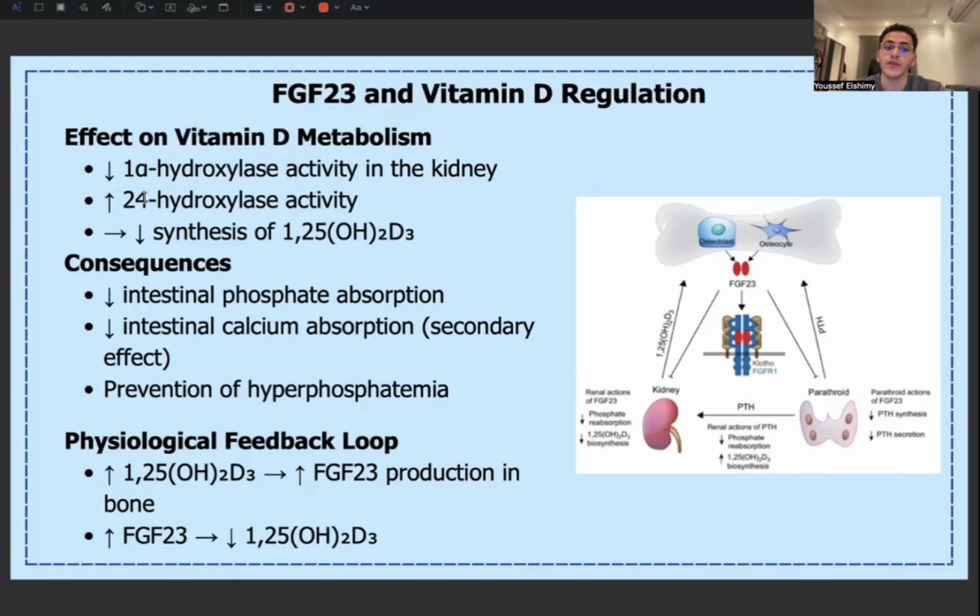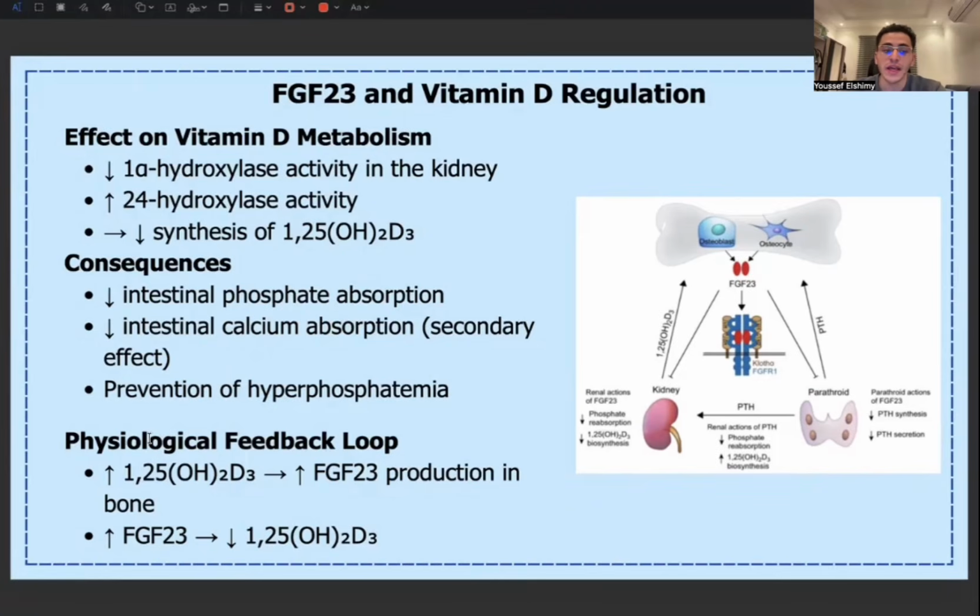Or you can increase the 24 hydroxylase activity. By doing that, you're converting vitamin D into the more inactive form in order to decrease the vitamin D effect. So as a result, there would be decreased synthesis of the active form of vitamin D, which is 1,25 dihydroxy vitamin D. As a consequence, if there's overall decreased vitamin D, there would be decreased intestinal phosphate absorption. We mentioned that vitamin D plays a role in phosphate and calcium absorption. So there would be decreased intestinal phosphate absorption, there would be decreased intestinal calcium absorption as a secondary effect, and as a result, there would be prevention of hyperphosphatemia.